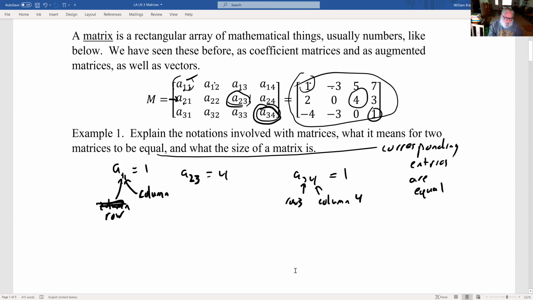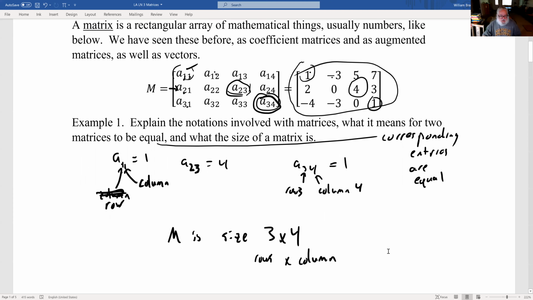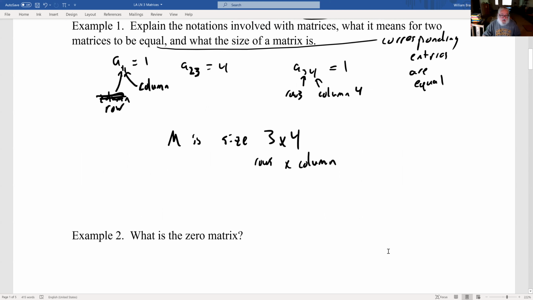This matrix M is a 3 by 4 matrix, right? It's got 3 rows and 4 columns. And that's what the size of a matrix is. You specify the number of rows and the number of columns. And we do it in that order, rows and then columns, although it's easy to get backwards.